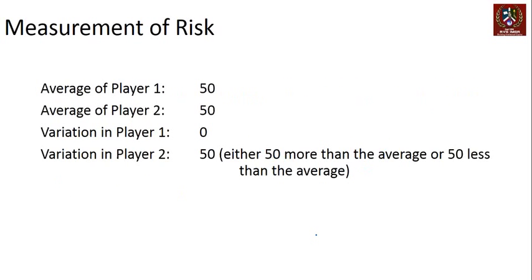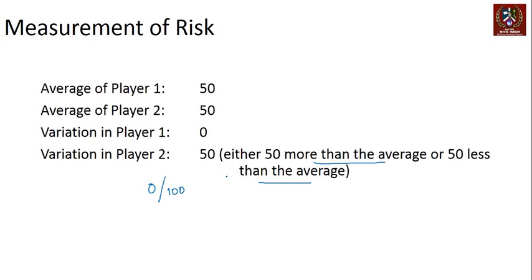So, what is the average of player 1? That's 50. The average of player 2 is 50. Variation in player 1 scoring is 0. He always scores the same, 50. Variation in player 2 is 50, either 50 more than the average or 50 less than the average, right? So either the score is 0 or the score is 100, any of the times, right?